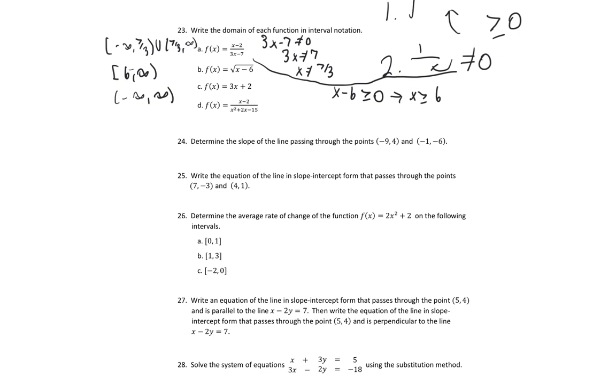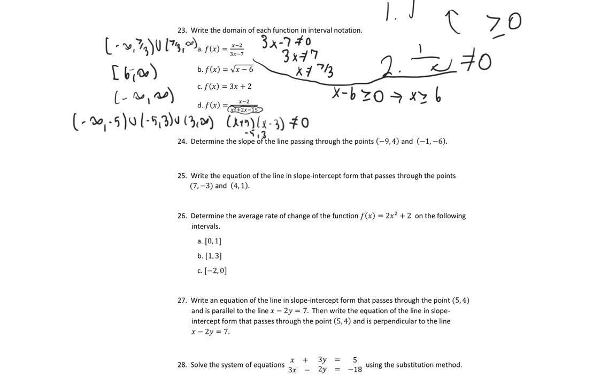For this next one, we don't have a square root, so we don't worry about that one. But we have a bunch of stuff in the bottom of the fraction, so we need to factor that. That factors to x plus 5, x minus 3. So we're going to say that can't be 0. Whatever makes these two things 0, we can't include, which is minus 5 and 3. So we're going to skip minus 5, go from minus 5 to 3, and we're going to skip 3 and go on. So negative infinity to minus 5, union, minus 5 to 3, union, 3 to infinity.